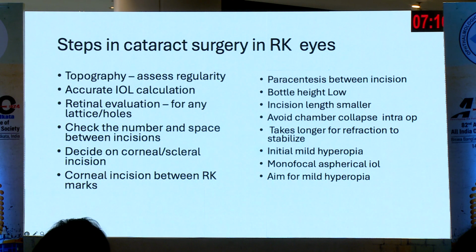Initially, on day 1 or day 2, if you're doing a refraction and you end up with a slight hyperopia, you will actually end up plano post-op. If on day 1 you are actually plano, you will end up about 0.5 to 0.75 myopic at about a month's time. So the stabilization will probably take about a month.